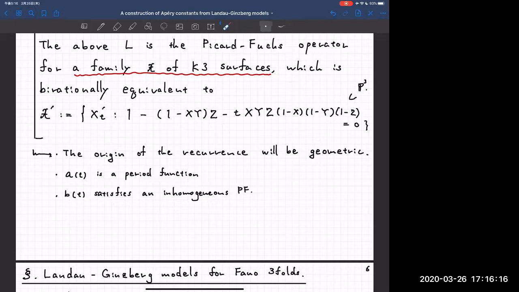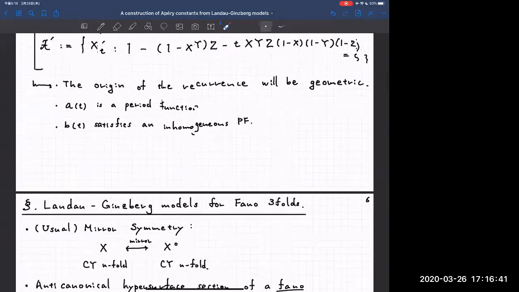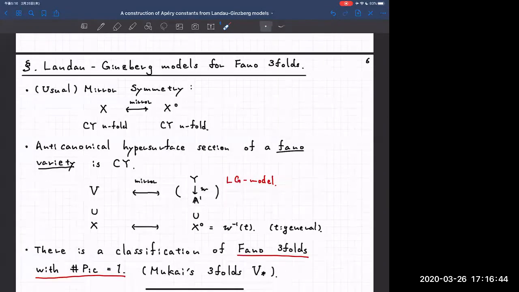So we want to generalize this situation to find such a relation between the special values of the L-function and some family of K3 surfaces, or perhaps in a higher dimensional case, we should consider more general Calabi-Yau n-folds. To explain such a family of Calabi-Yau n-folds, we should consider the Landau-Ginzburg model, which should be the mirror of the Fano threefold. So the section is Landau-Ginzburg models for Fano threefolds.